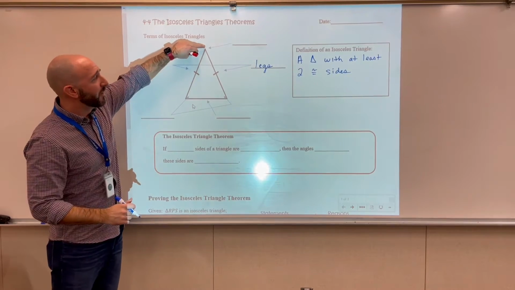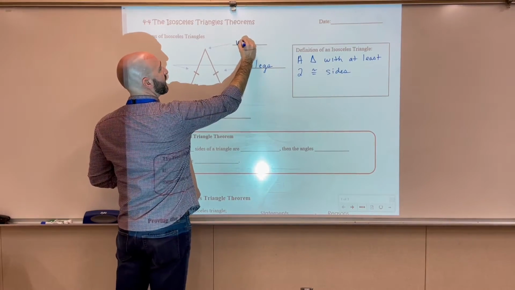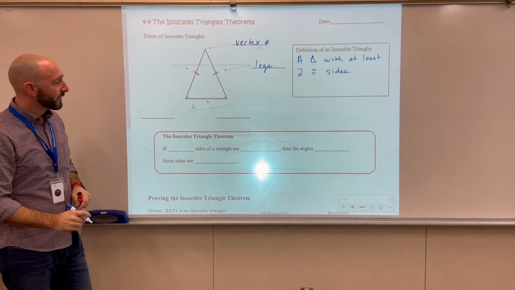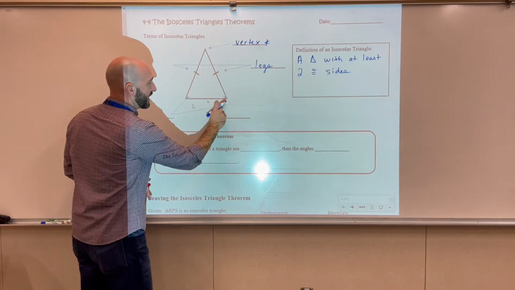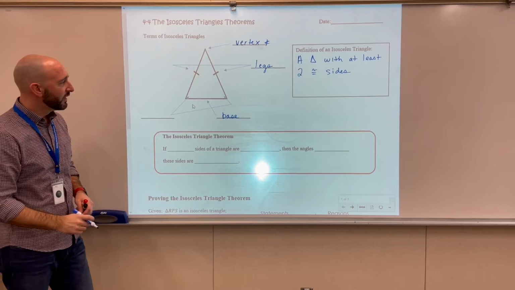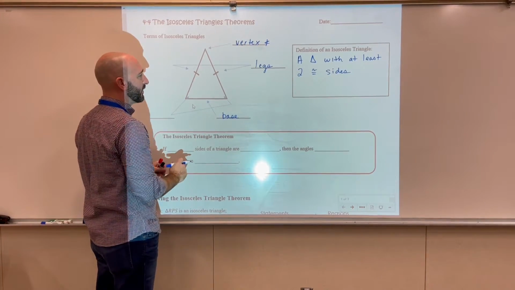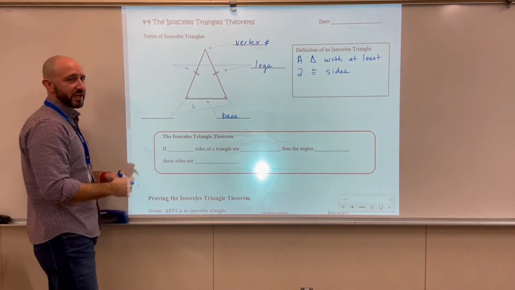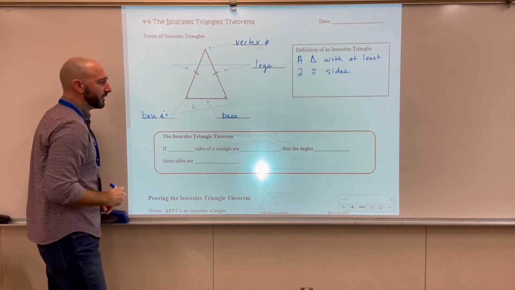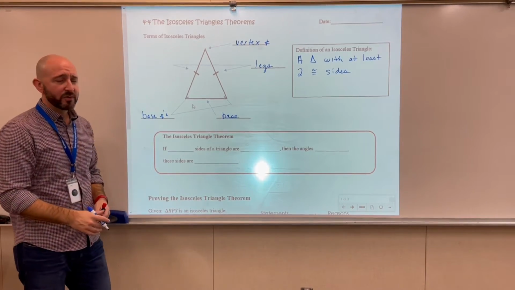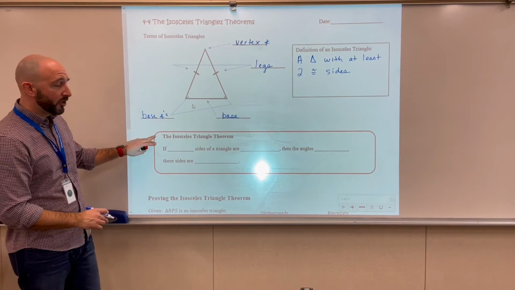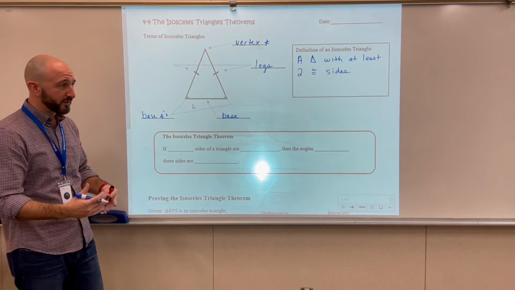This angle up at the top is called the vertex angle. Down here, this segment is called the base. And then finally, these remaining two angles that are opposite of the congruent sides, or opposite of the legs, are called the base angles. Again, this is all important terminology, and we're going to be using this quite frequently when we're talking about isosceles triangles.